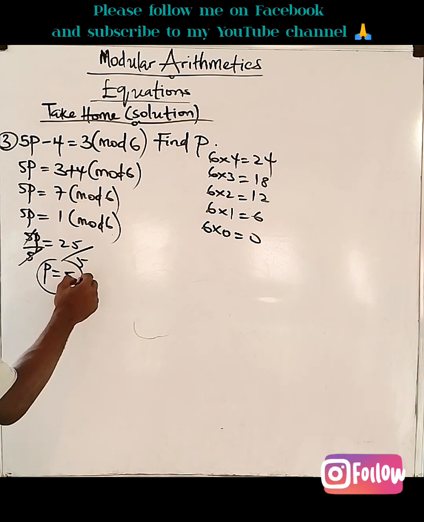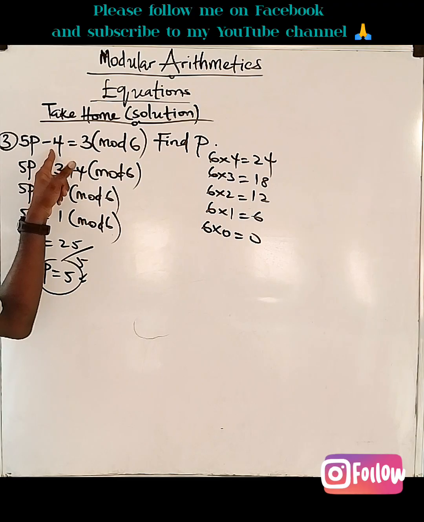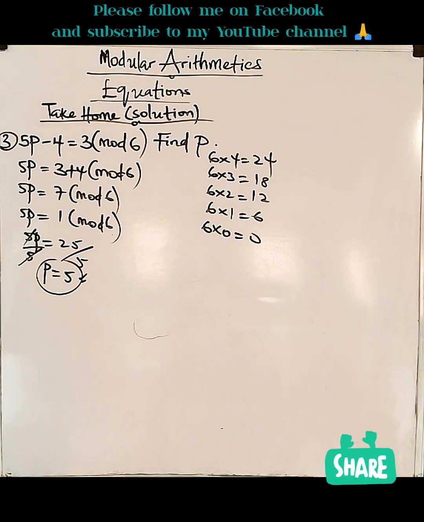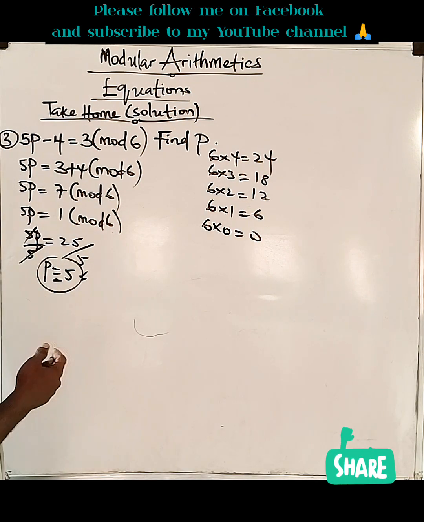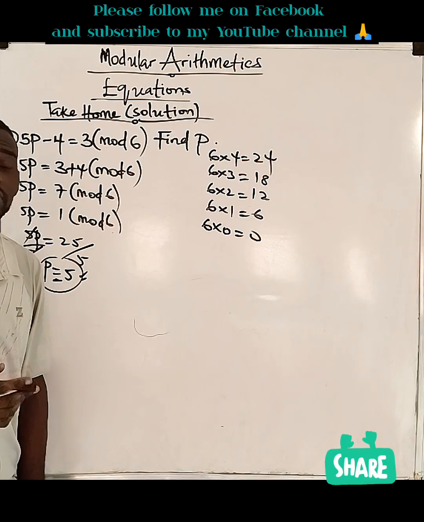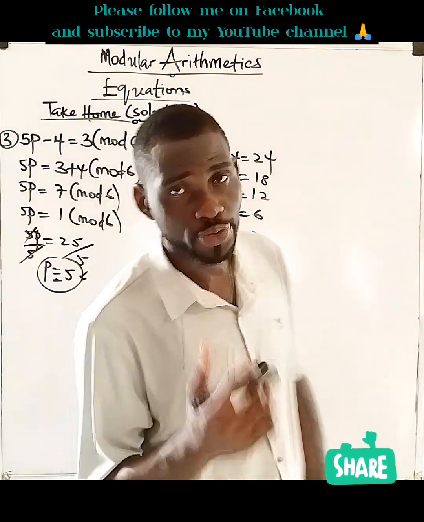That is the value of p. So let's check it and see if we get this result. 5 times 5 is 25. 25 minus 4 is 21. 21 divided by 6 gives us 3, remainder 3, with 18 taken out. So that's 3 modulo 6. As simple as that. As you can see, it's very, very simple. The value of p is 5. Very, very easy. I'm very sure that most of us got this question right, the majority got it right, no doubt, because of how easy and direct it is.